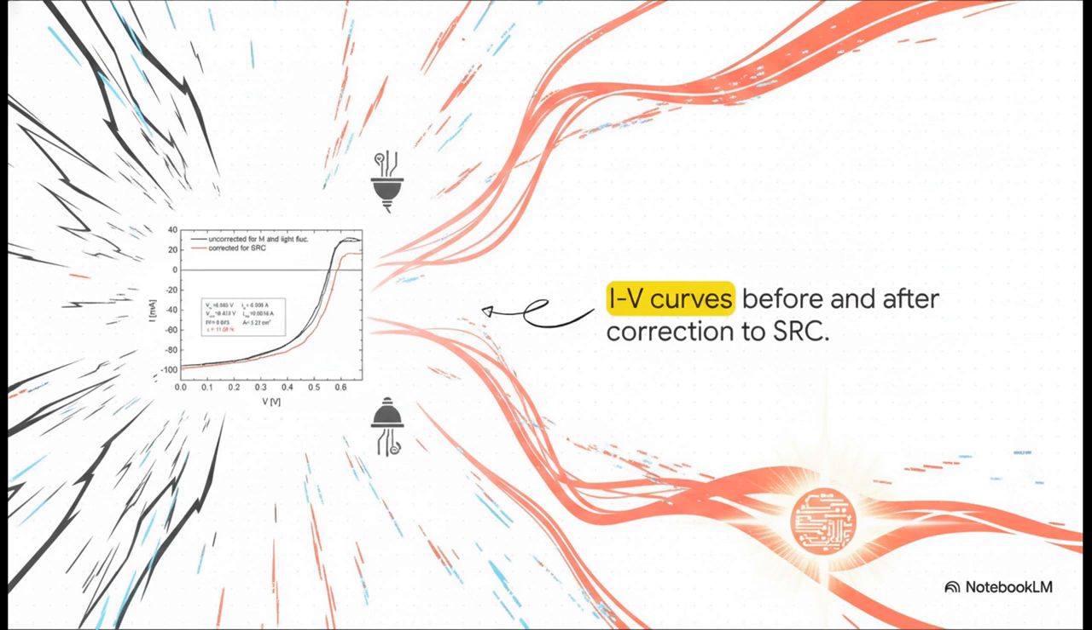The difference is literally night and day. The black line is the raw, uncorrected measurement. It's noisy from short-term lamp fluctuations and entirely skewed by spectral mismatch. But the red line? That is our final, highly precise, corrected curve scaled perfectly to standard reporting conditions. That beautiful red curve right there is the absolute, undisputed truth of the solar cell's performance.